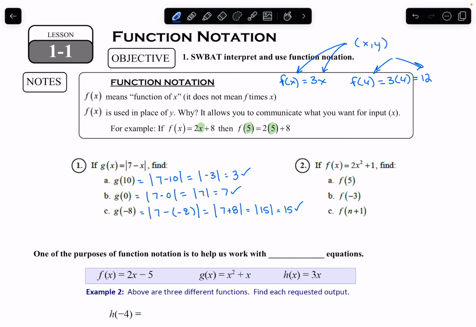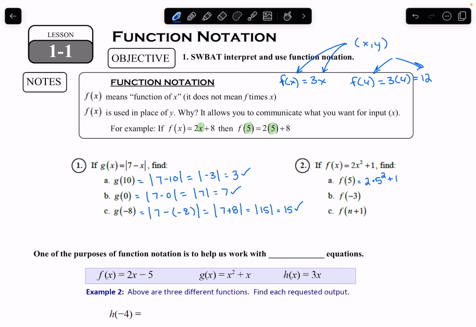All right, example number 2. If f of x equals 2x squared plus 1, find f of 5, f of negative 3, f of n plus 1. I love this question. So the first thing I'm going to do is I'm going to use the f function, and I'm going to plug 5 in for the x. So I get f of 5 equals 2 times 5 squared plus 1.